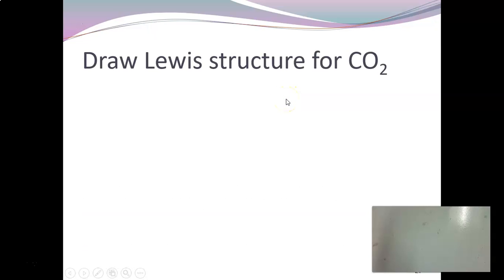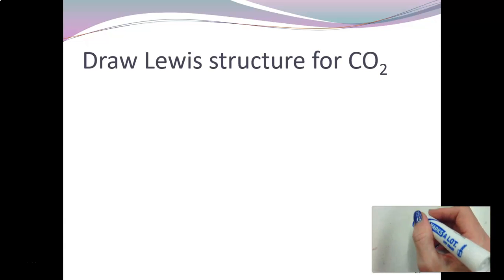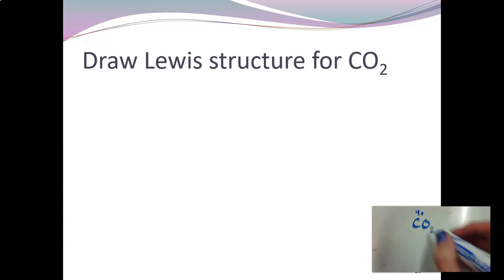So I'm going to draw first the structure for carbon dioxide. Just a reminder, carbon dioxide, CO2. Carbon has 4 valence electrons. Each oxygen has 6 valence electrons times 2, so that'd be 12, for a total of 16 electrons in our structure. All right, so we'll draw carbon in the middle, because remember, if there's carbon, it gets center stage.